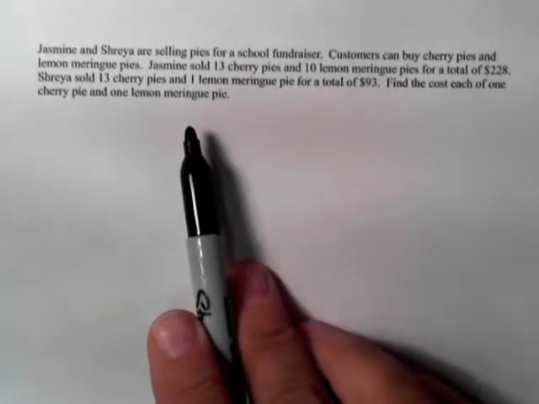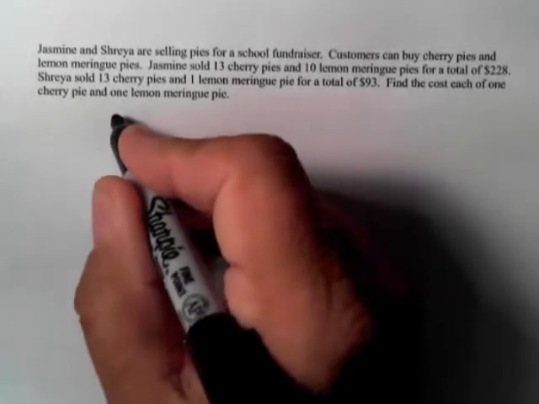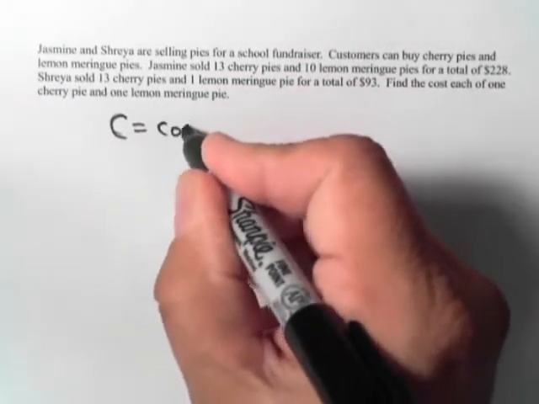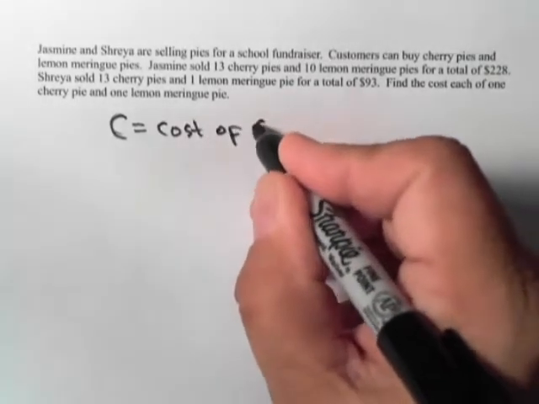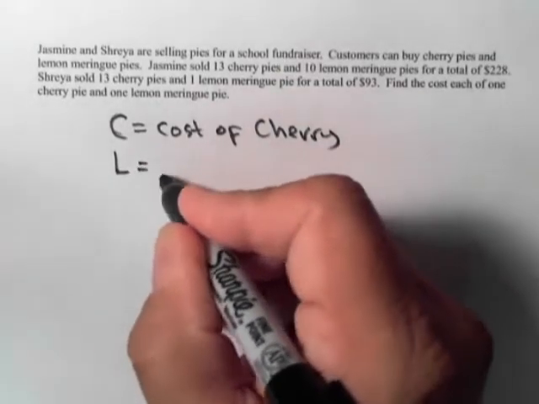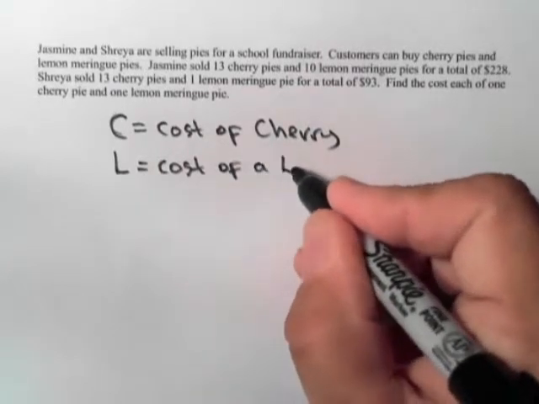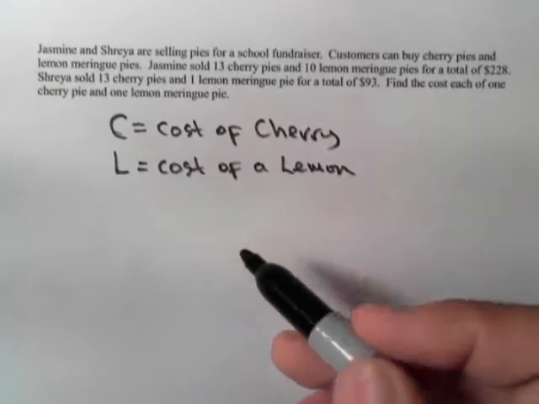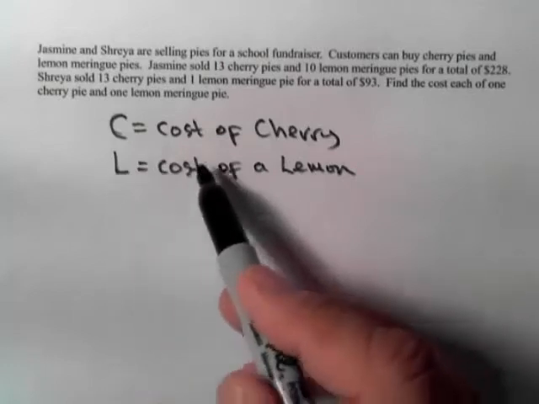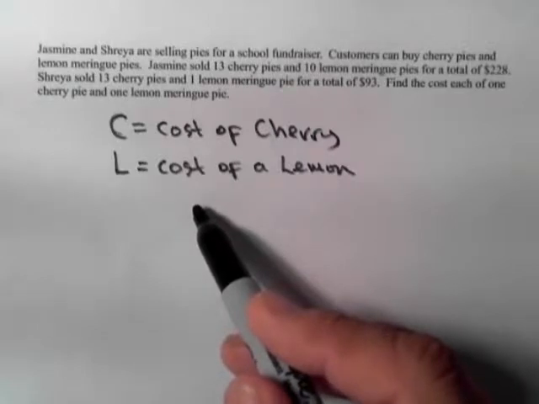Well, the first thing you always want to do is decide on the variables that you're going to use. And how about if we do something like this? Let's just say C equals the cost of a cherry pie. And for lemon, L equals the cost of a lemon pie. You always want to set up your variables so anybody looking at the problem can see what you're doing and you can remember too. And this is also a great place for us to indicate the final answers.